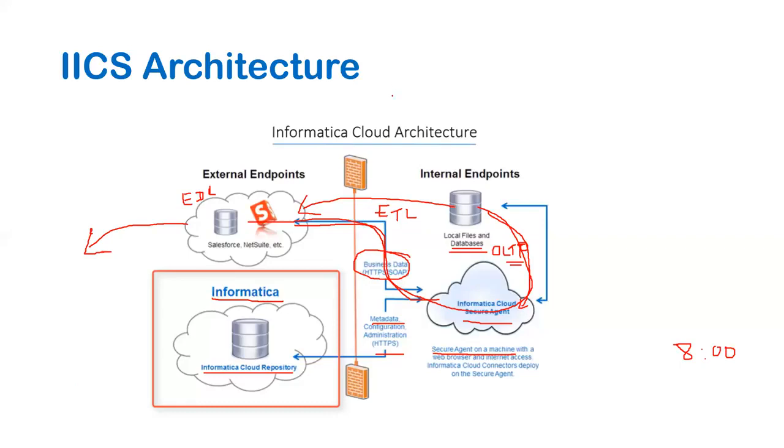So this is the secure agent, right? The secure agent is deployed within the customer's on-premises environment or in the cloud. So you can do the data sync between your cloud and on-premises servers also. It supports both batch data as well as real-time data. Real-time means streaming the data. In IICS we have connectors to stream the different data.